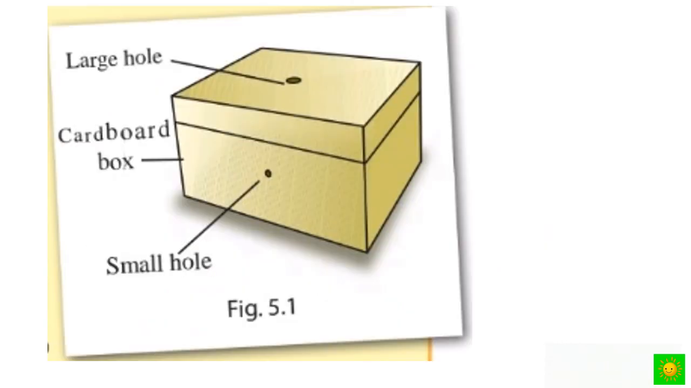What we have to do: cut a hole at the center of the lid similar in size to a 50-cent coin. Cut another small hole on one side of the box as shown in the figure. Now keep the small objects in the middle of the box and close the lid. Then close the hole on the top of the lid with the 1 rupee coin.